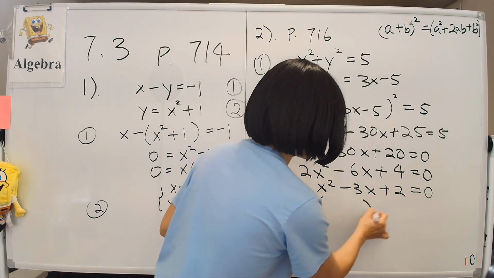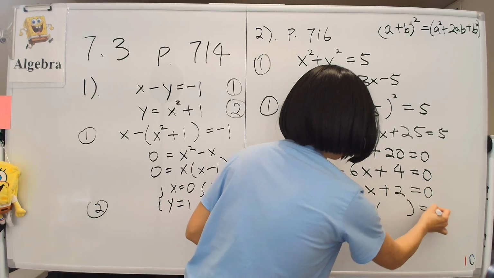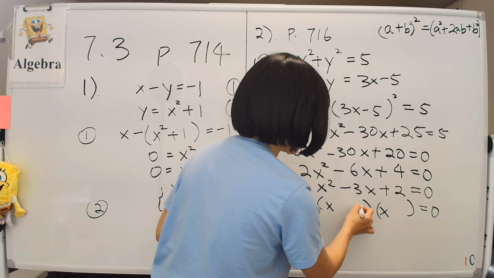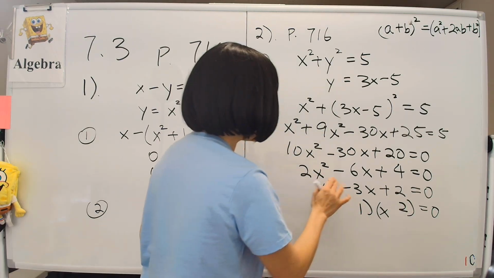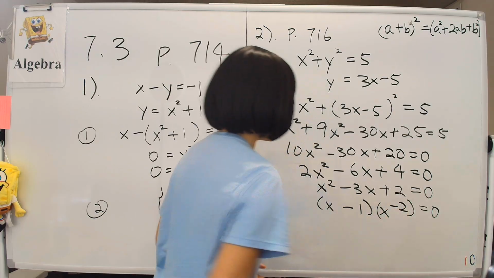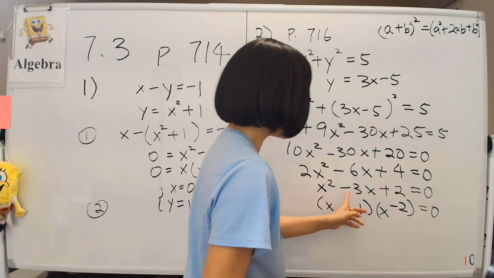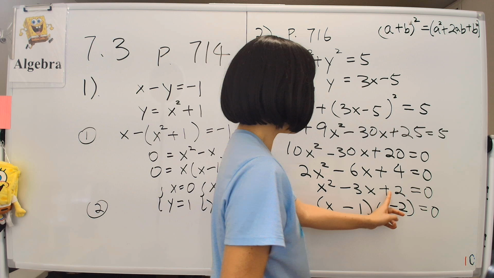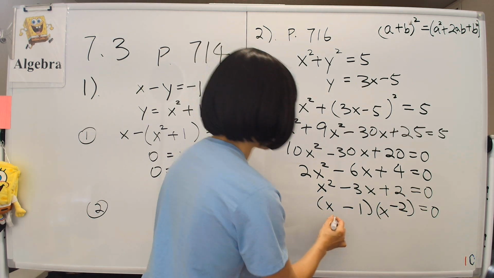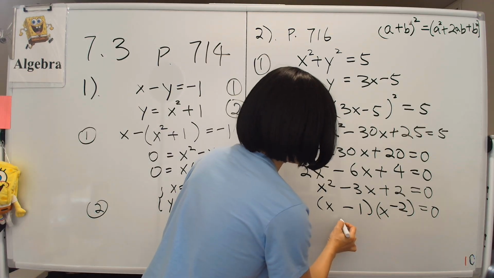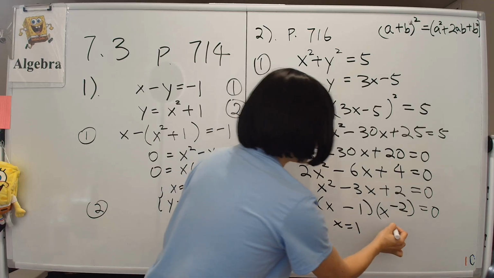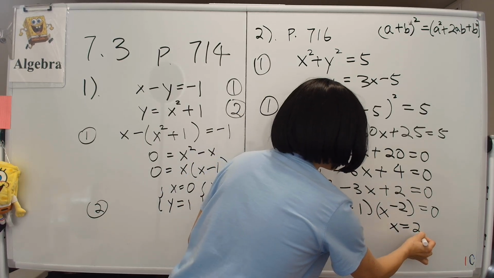And factoring this, we need two numbers such that when they multiply by each other, they equal 2. So it has to be 1 and 2. But when they're added together, they have to be -3. So they must be -1 and -2, because -1 plus -2 is -3, and -1 times -2 is +2. That is how we solve this kind of thing. From here, x minus 1 equals 0 gives us x equals 1, and x minus 2 equals 0 gives us x equals 2.